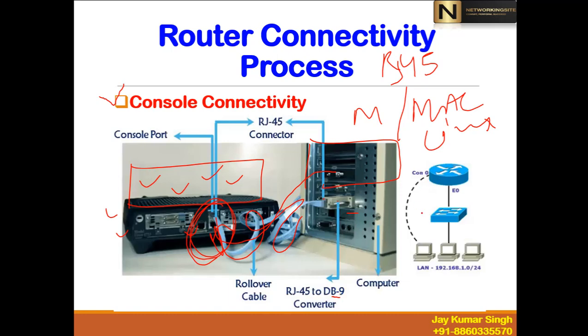Once you connect with your desktop, it will look like this, and the console port is used for configuring the router, not for communication, only for configuring. You configure the router, and once the router is configured, then the router will allow these computers to communicate.